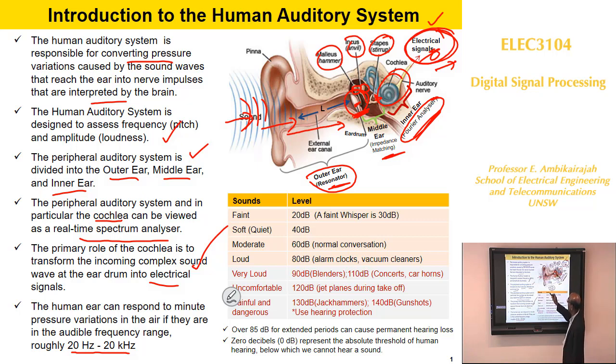Just to get a little bit of an idea here, the level of the sound. At 20 dB, it's called faint to whisper. So humans should be able to hear 20 dB. It's like hello, very whispery behind the ear. That's about 20 dB. And a normal conversation between two people is between 40 to 60 dB. And a very loud sound is about 90 dB. So things like blenders and concerts are about 90 dB.